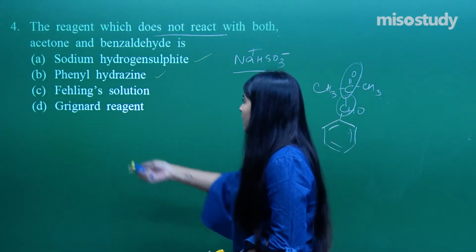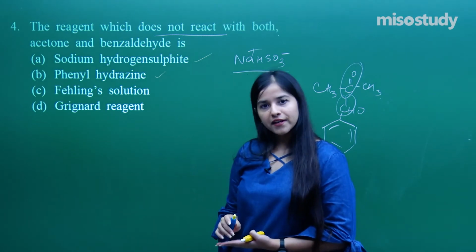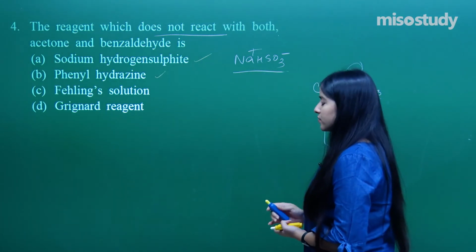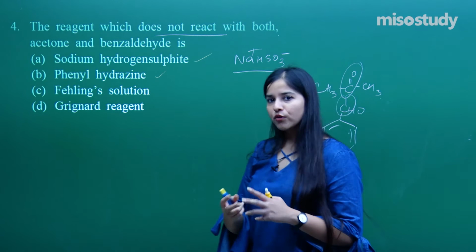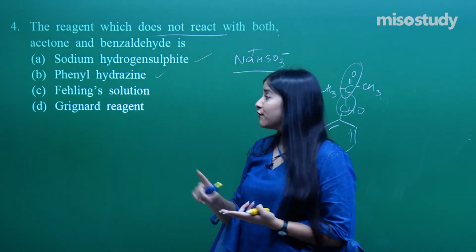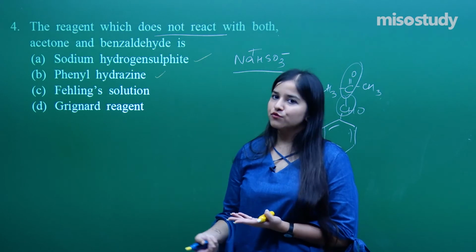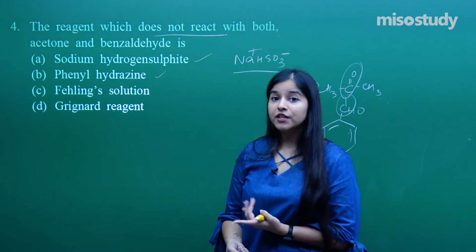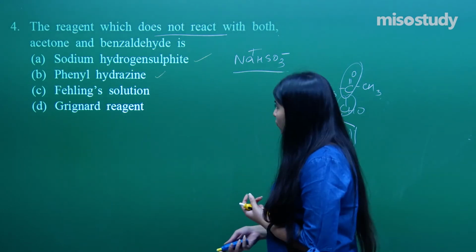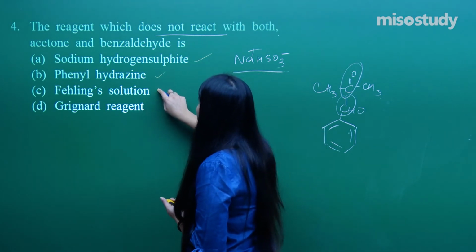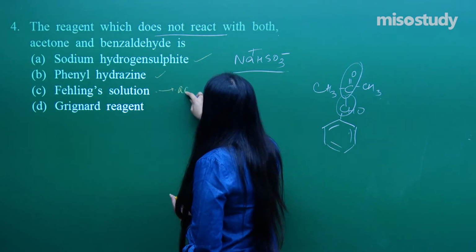lectures for that. Fehling's solution. Now out of Tollens and Fehling's, what do you think will happen? You know, Fehling's and Tollens, both of them are very reactive towards the aldehydes but not the ketones, if you remember, right? So what I have got here is that acetone will not react.